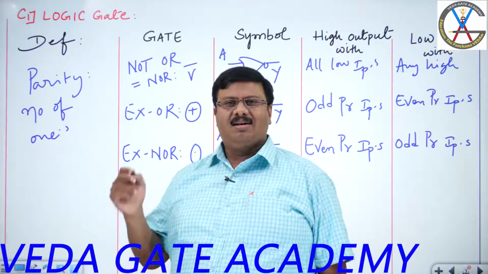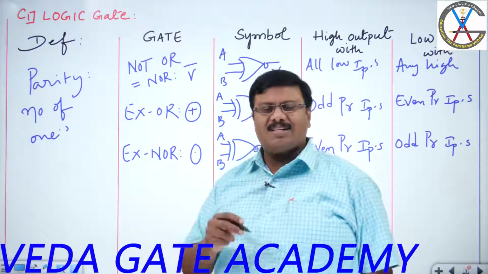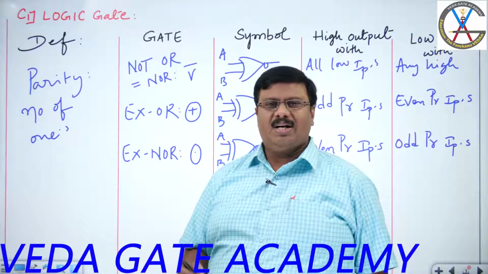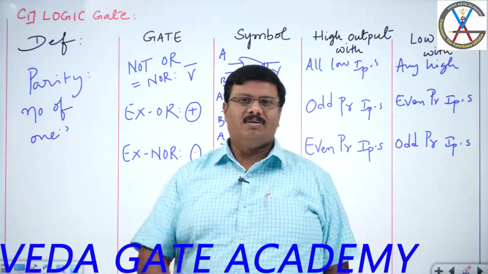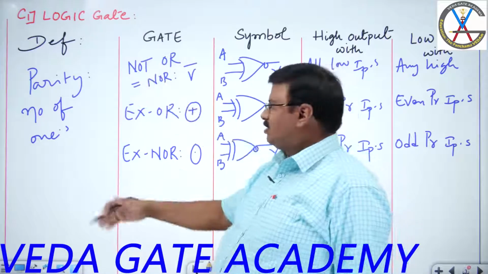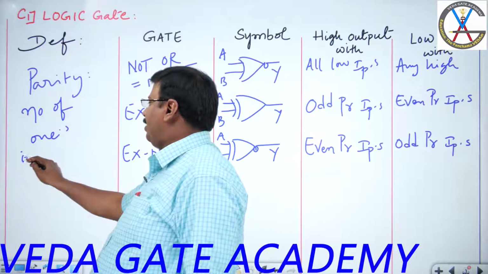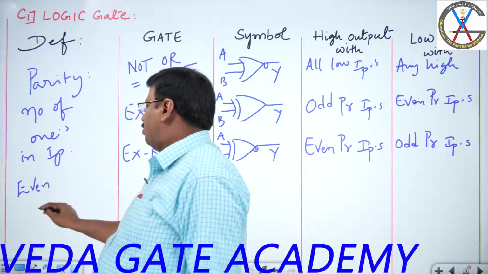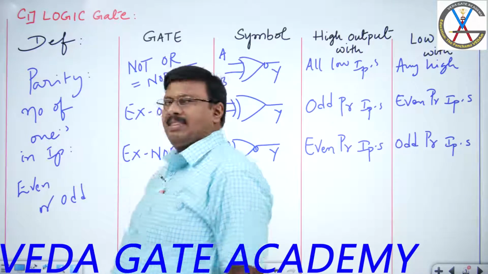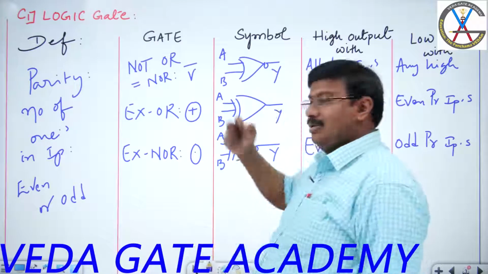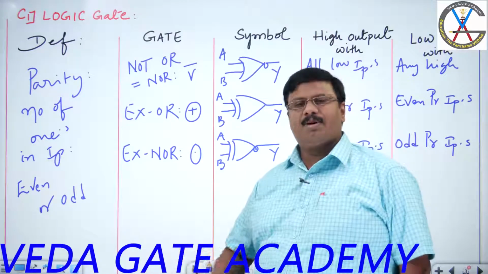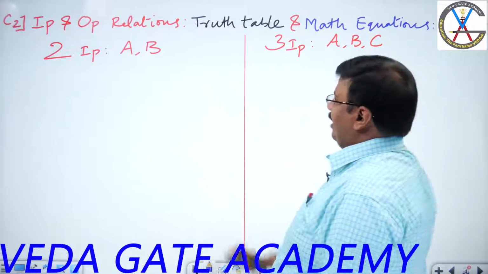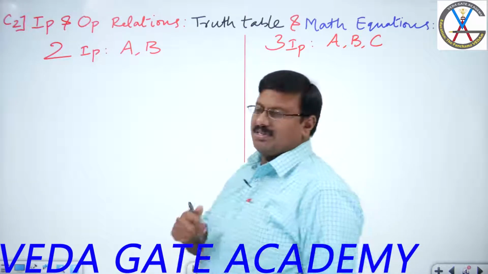Exclusive OR is high with odd parity, odd number of ones in input, so low with even parity. Exclusive NOR, high with even parity. So high with the even number of ones in input and low with odd number of ones in input. Parity counts the number of ones in input, so it can be even or it can be odd. The basic structure of gates, symbols, and input output relations are declared, with the truth tables and mathematical equations.